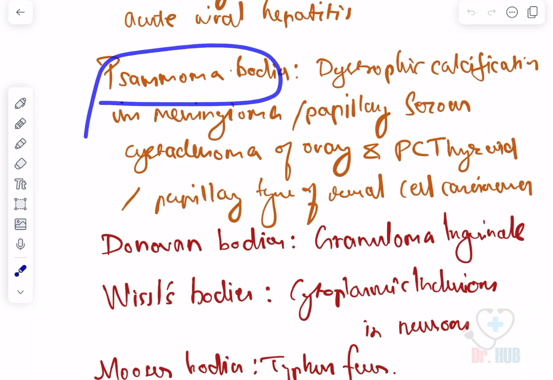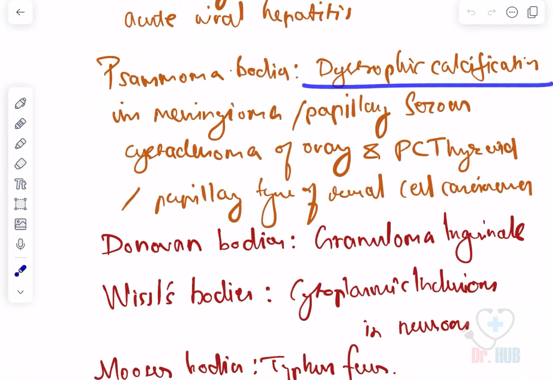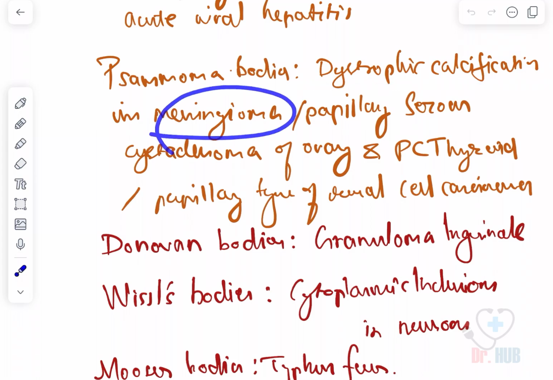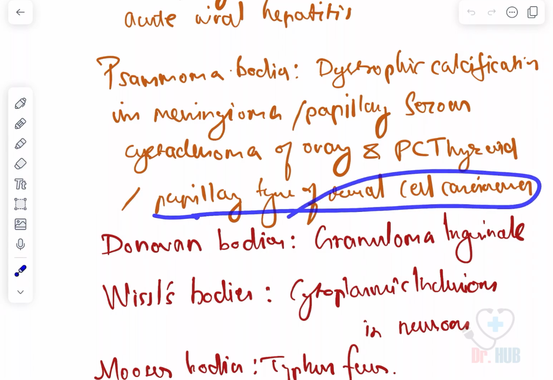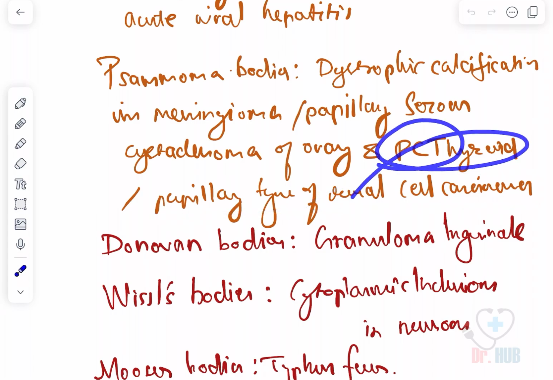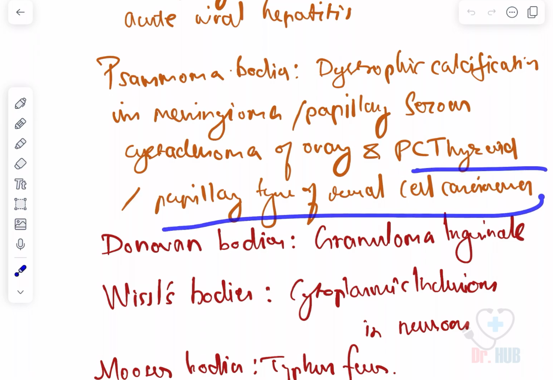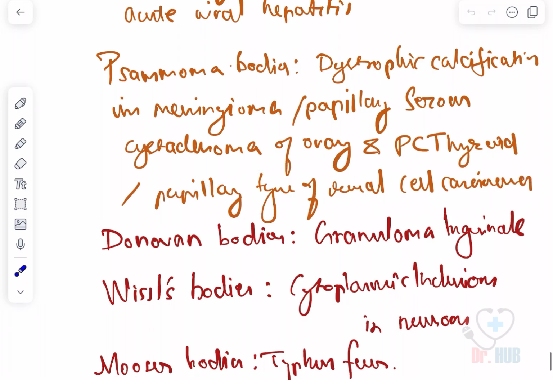Then Psammoma bodies are seen in case of dystrophic calcification, in case of meningioma, papillary serous cystadenoma of the ovary, as well as the papillary carcinoma thyroid and the papillary type of the renal cell carcinoma.